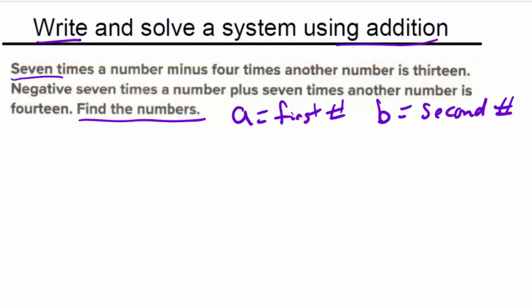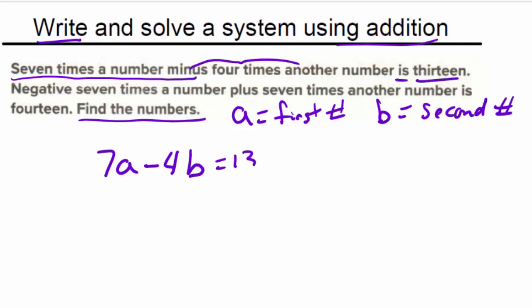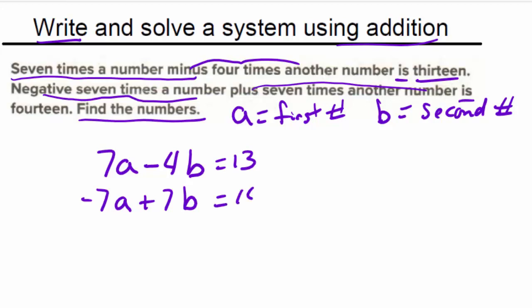Then I come back up here, it says 7 times a number. So let's call that the first number. So 7 times the first number minus 4 times another number. So minus 4 times the second number we'll call B means equals 13. So there's our first equation. And then negative 7 times a number, so that's that same number again, so negative 7 times A, plus 7 times another number, plus 7 times that second number is 14.